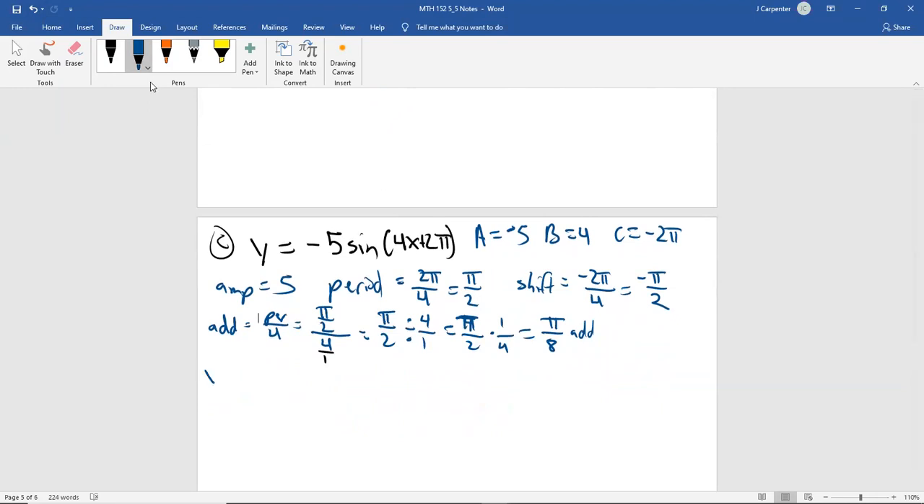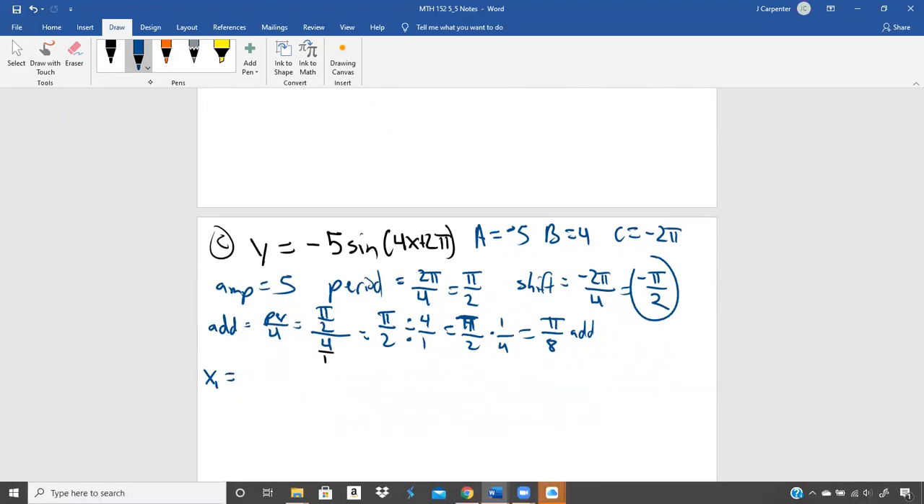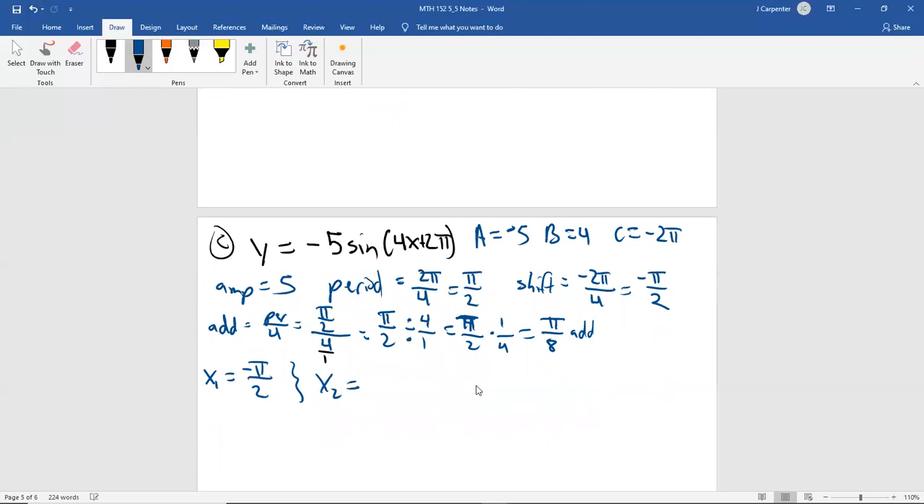So our first x coordinate is the shift factor. Our first x coordinate should be -pi over 2. Now just because this is negative doesn't mean we're going to subtract. That's definitely not true. We're adding the period divided by 4, which is pi over 8. So x2 would be that -pi over 2. A negative could be a little better, couldn't it?